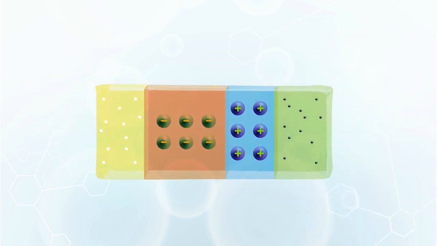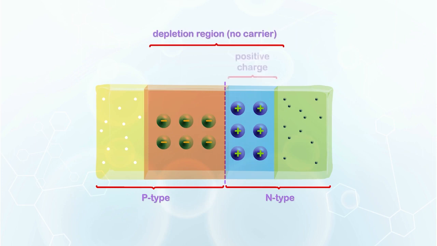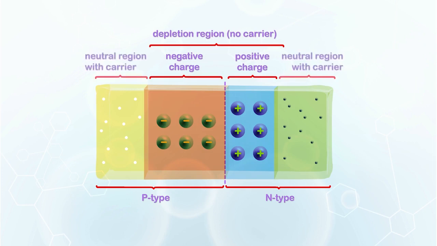In this picture, there is a clear boundary between the p-type and n-type material. The depletion region on the n side carries positive charges, while the depletion region on the p side carries negative charges. After the depletion region, there are the neutral regions where the silicon retains the carriers introduced by the dopants.